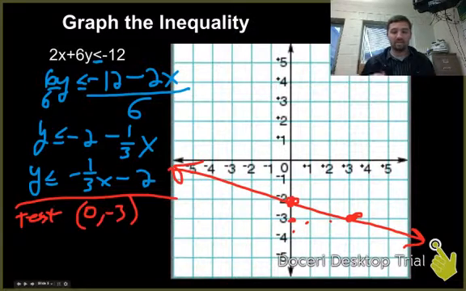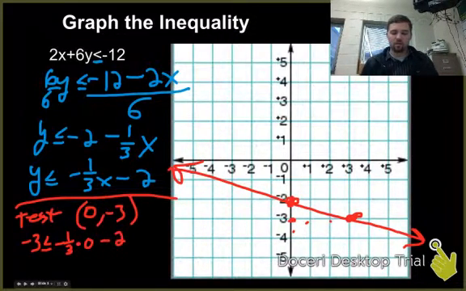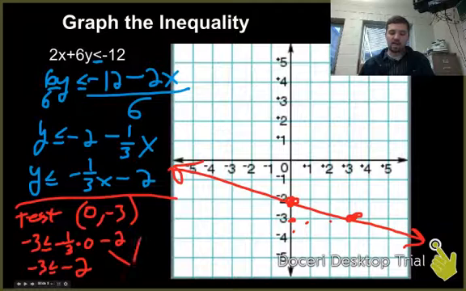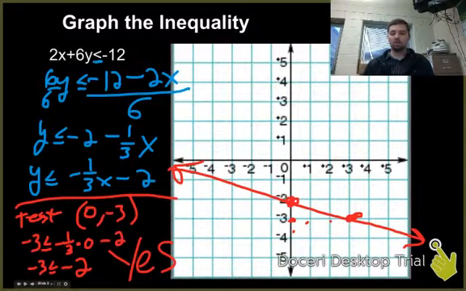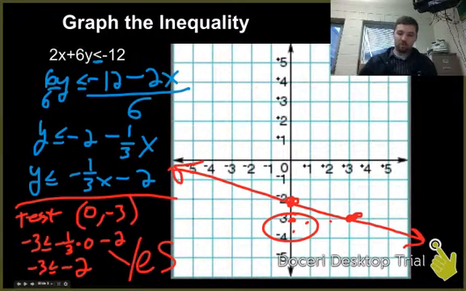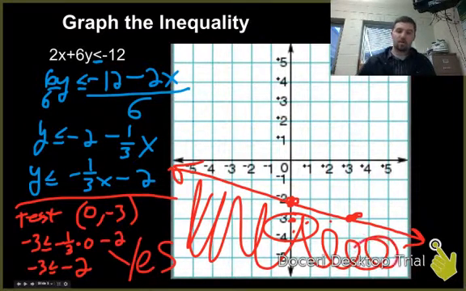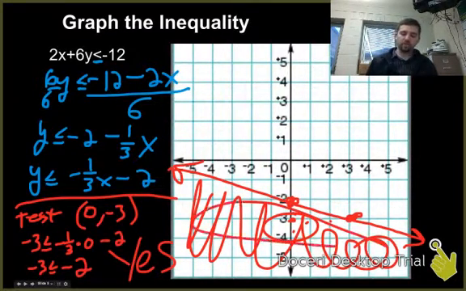See if it works. In other words, I'm going to plug it in. So negative 3 is less than or equal to negative 1/3 times 0 minus 2. Is negative 3 less than or equal to negative 2? That's the question that you ask yourself. The answer is yes. So the point that I chose worked. I chose this point right here. It worked. It was good. That means that since the point worked, every point to this side of the line also will work. So these are all solutions to the inequality.